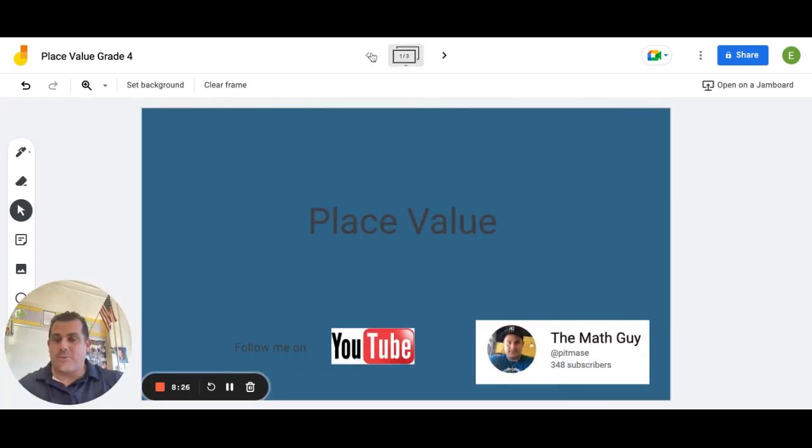All right, so I hope this helped you out a little bit on understanding the place value chart and what happens to the value of the digit when we move from the left to the right. Have a good one.